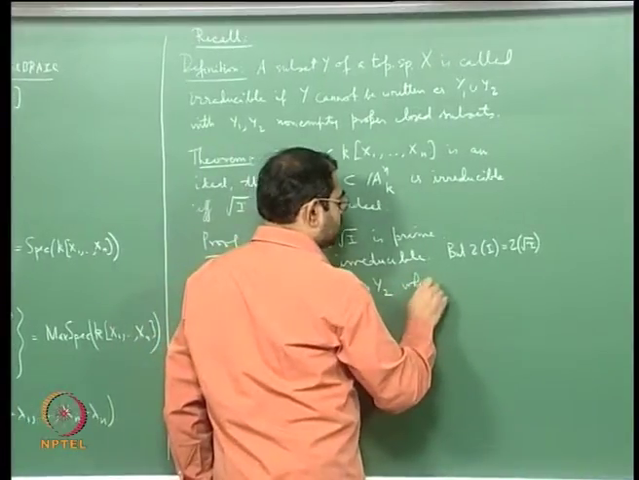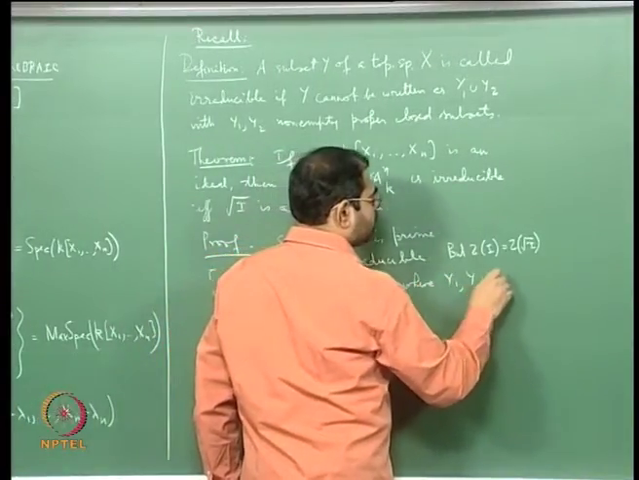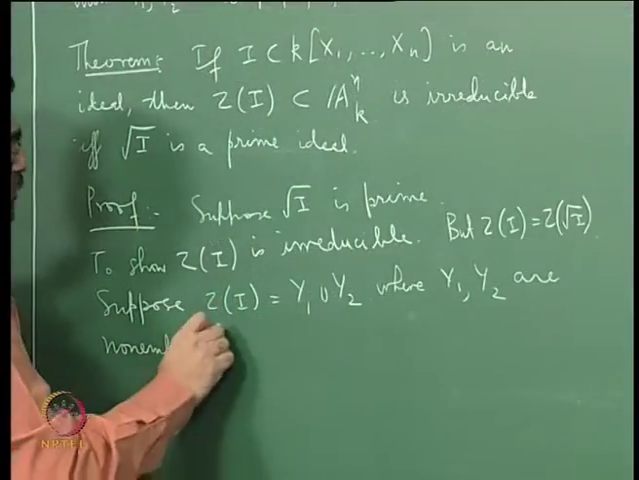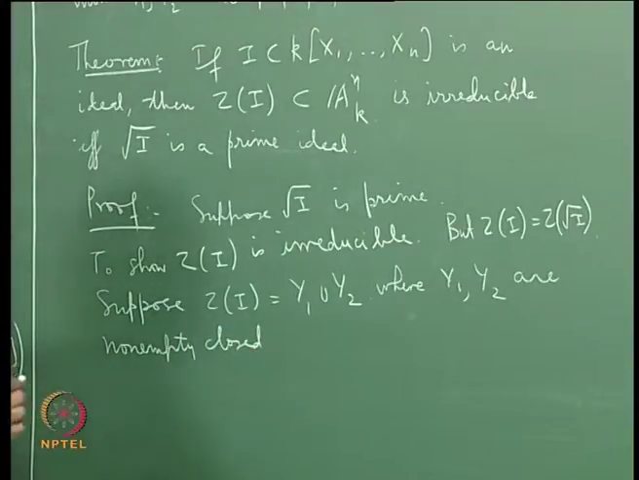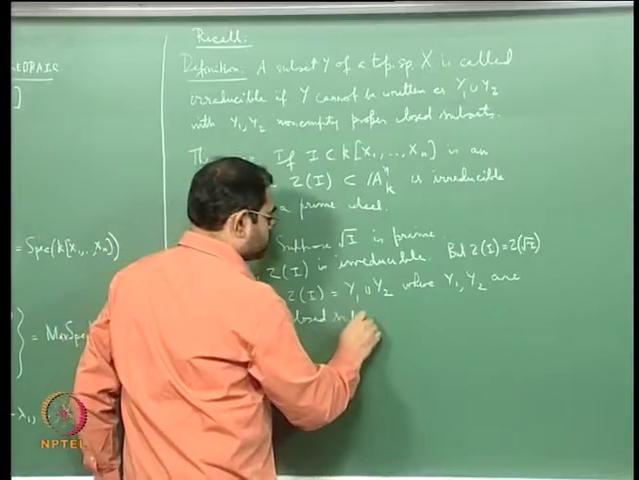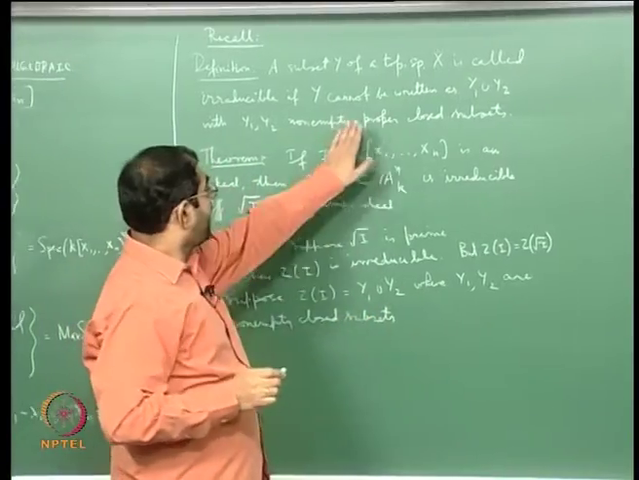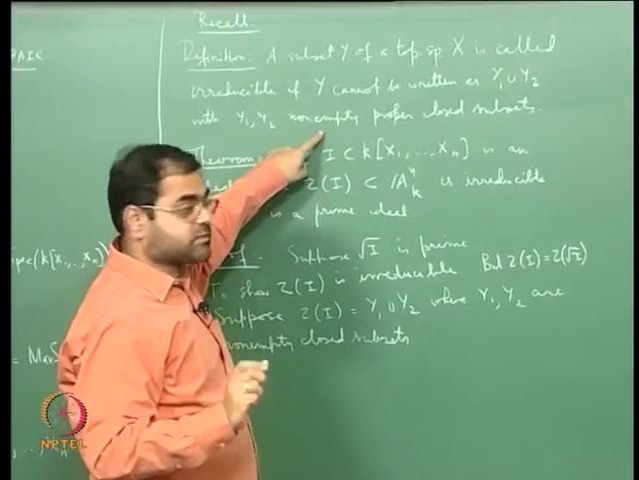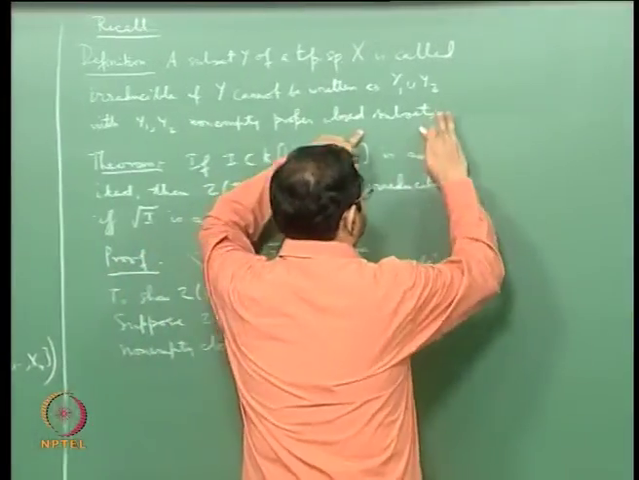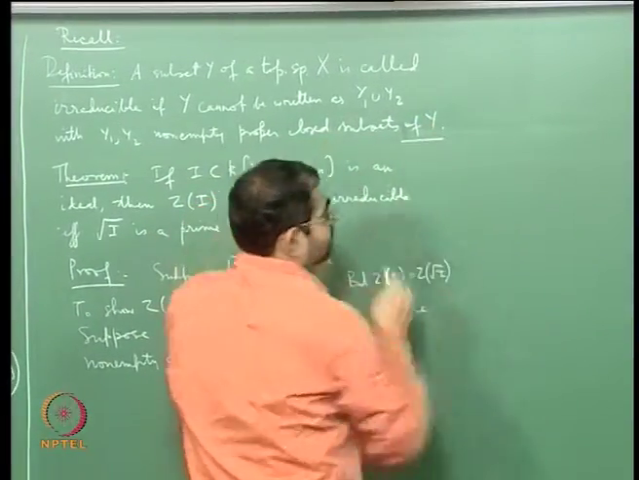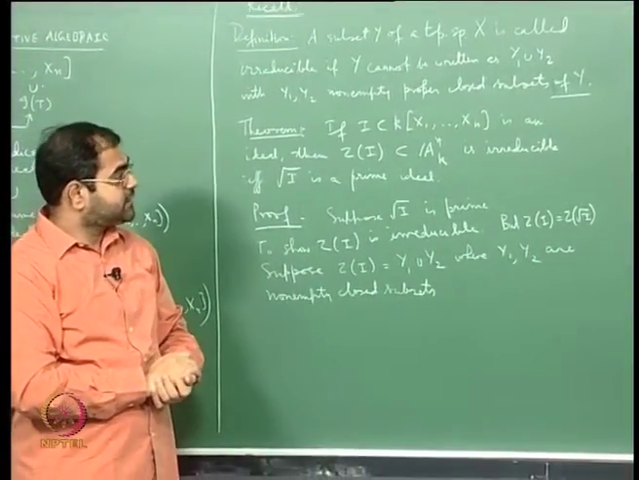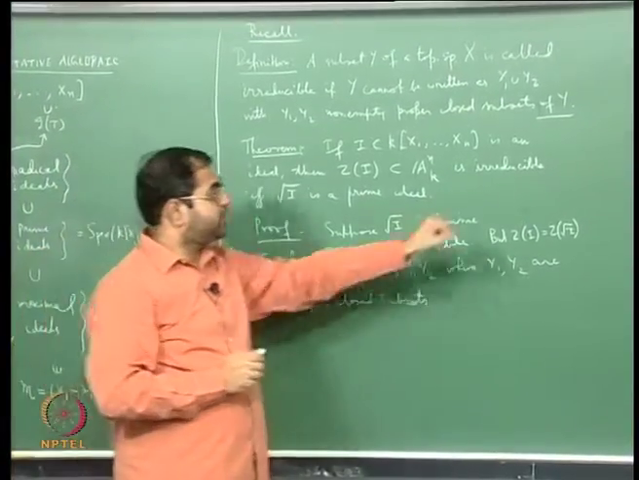where y1, y2 are non-empty closed subsets. So here I have to go back to the definition and stress on something which I haven't written there. With y1, y2 non-empty proper closed subsets, mind you, of y. That's something that I hadn't written, but I did say that in my last lecture. So let me stress it.